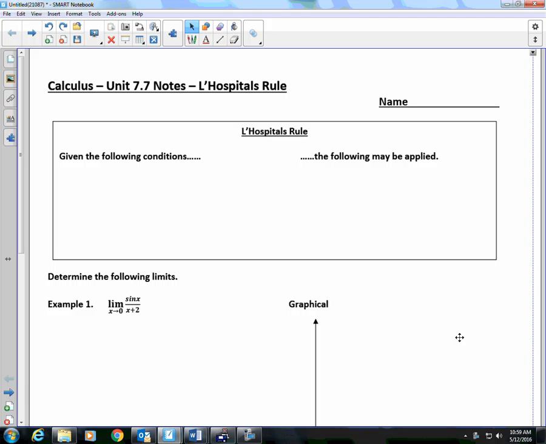Some people say little hospitals. That's not it. They like to make fun of it. L'Hopital. It's a great rule, but we have to talk about why it comes up.